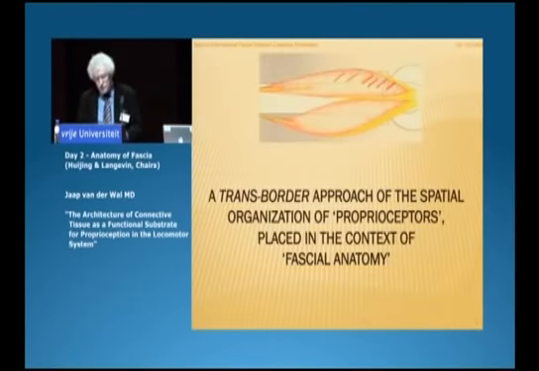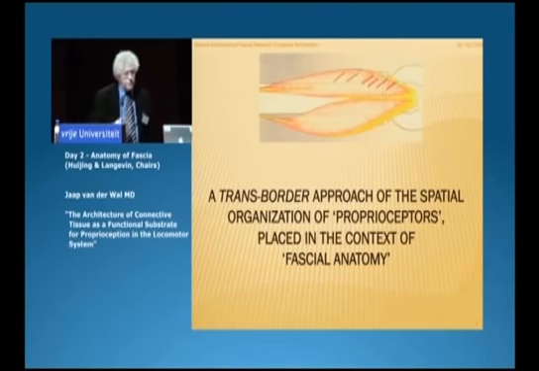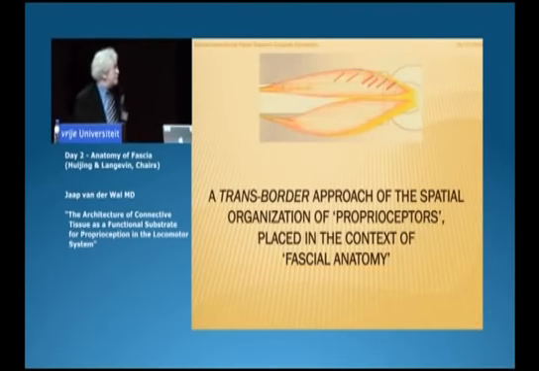And my research of so many years ago, 20 years ago, was a trans-border approach. I crossed borders of domains between physiology and anatomy, and I was looking for the organization of proprioception. And I came out that there was no organization of proprioception because proprioception cannot be organized. Proprioception is a functional parameter, and what does it have to do with anatomy? But this time I will tell about that research of 20 years ago in the context of fascial anatomy.